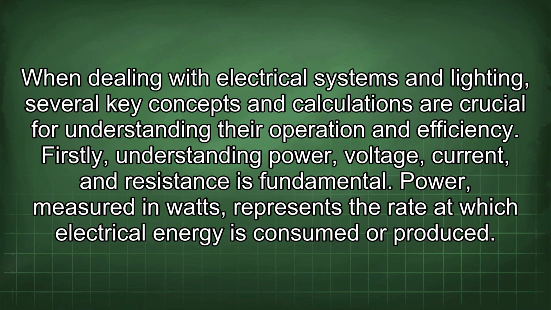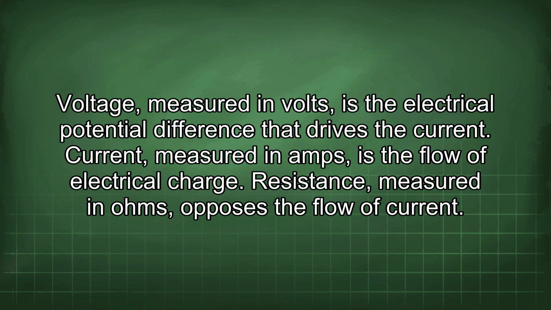When dealing with electrical systems and lighting, several key concepts and calculations are crucial for understanding their operation and efficiency. Firstly, understanding power, voltage, current, and resistance is fundamental. Power, measured in watts, represents the rate at which electrical energy is consumed or produced. Voltage, measured in volts, is the electrical potential difference that drives the current. Current, measured in amps, is the flow of electrical charge. Resistance, measured in ohms, opposes the flow of current.